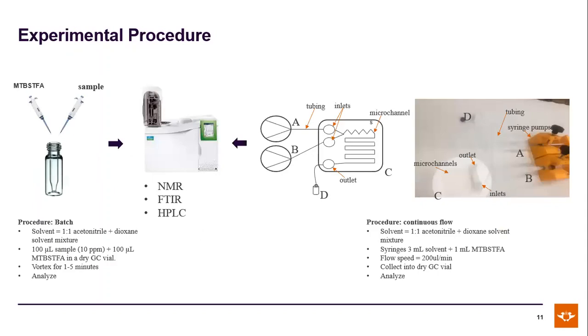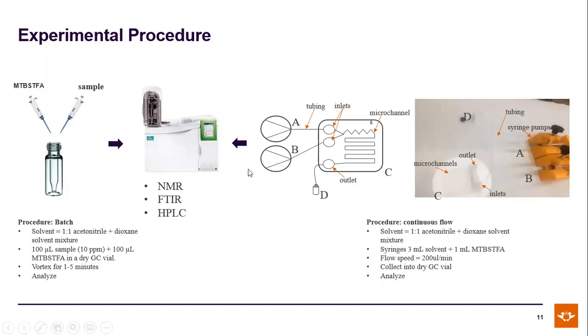Pyridine is commonly used in derivatization or silylation as a catalyst or a promoter of the reaction. However, due to its hazardous nature, it was substituted for acetonitrile. Our complete semi-automated 3D printed flow system functions in this way.